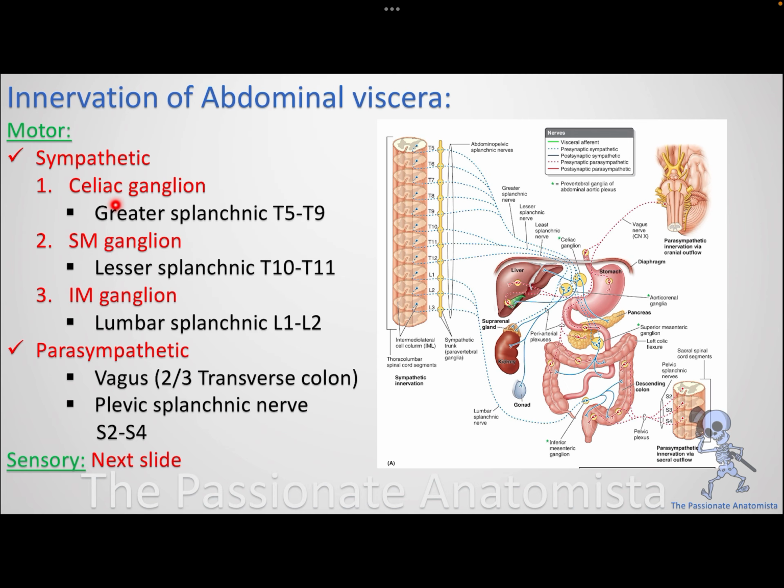Now, when we talk about the celiac ganglion, the celiac ganglion receives innervation from the greater splanchnic nerve. All right, we have the greater, we have lesser, we have least, and we have lumbar.